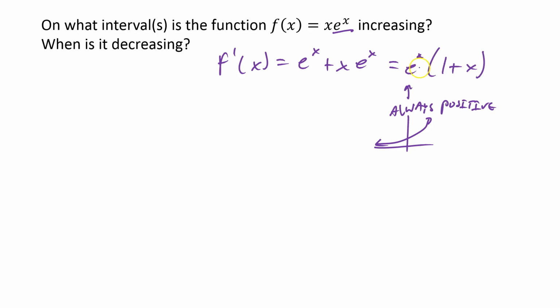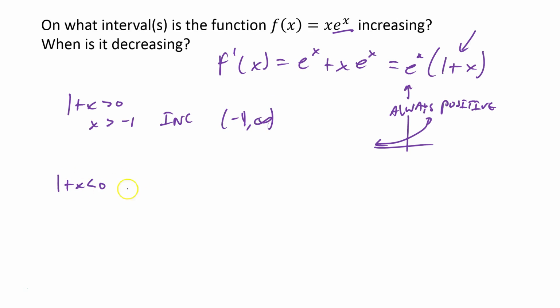So that means that if this is always positive, we're only going to be determined whether we're positive or negative by 1 plus x. Okay, so I want to know when is 1 plus x greater than 0 and when is 1 plus x less than 0. Well, I just subtract 1. So when x is greater than negative 1, we have increasing function. So if we put that into interval notation, negative 1 to infinity.